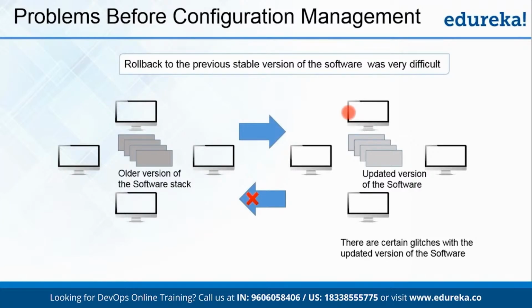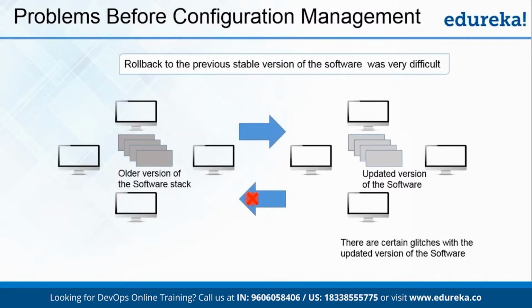So again, that will take a lot of time. But now what happens, that updated version of the software has certain glitches. Your company wants to roll back to the previous version of the software, which is MongoDB in this case. So you want to go back to the previous version. Now how will you do that?